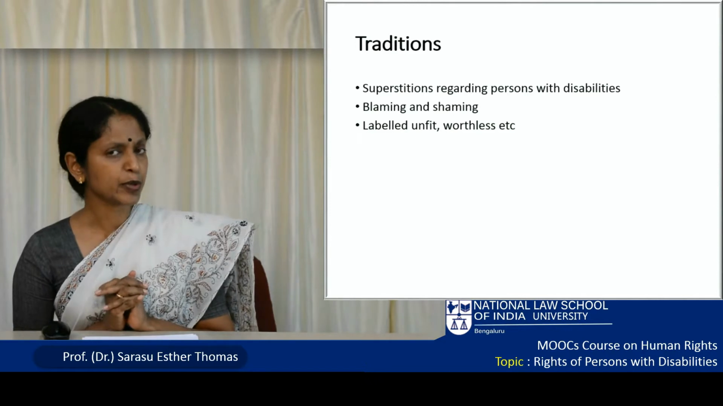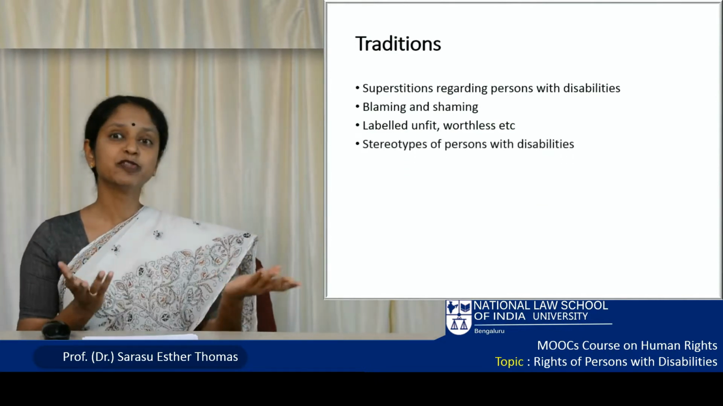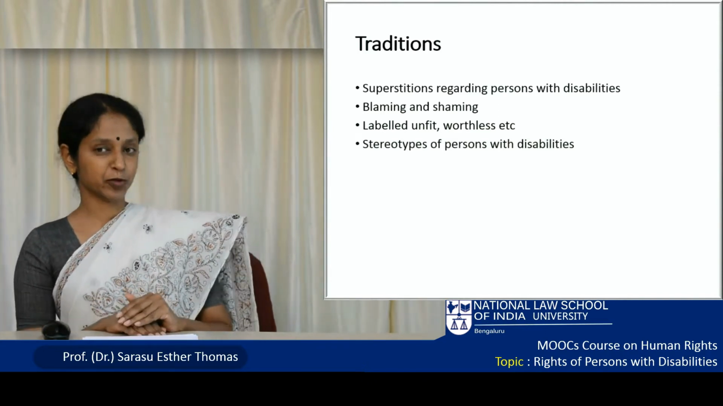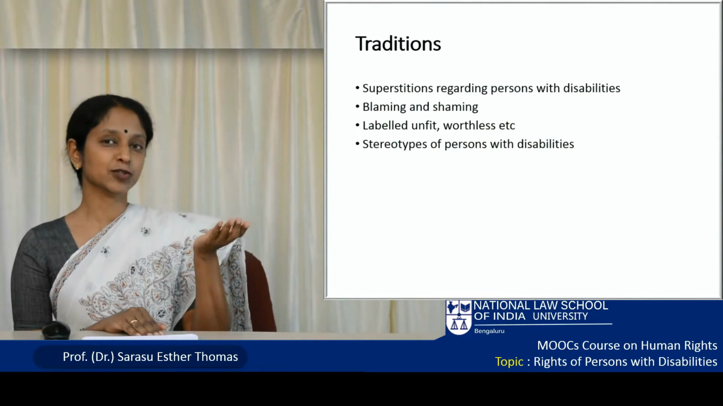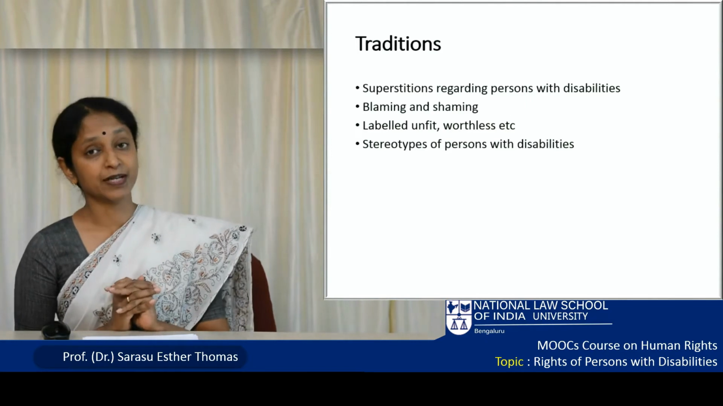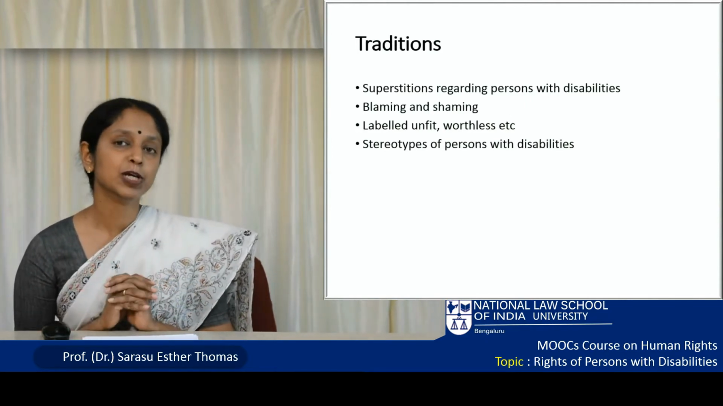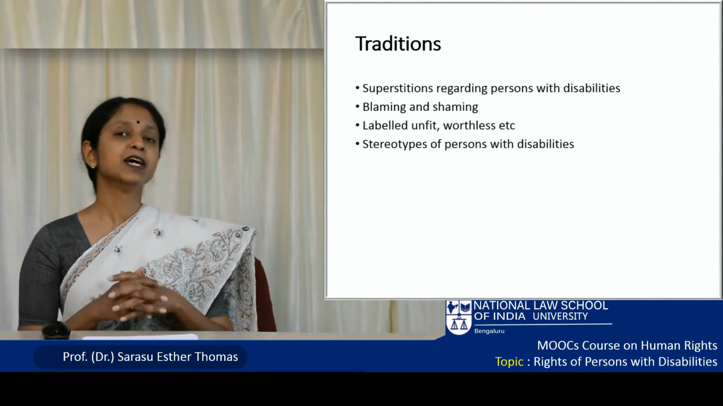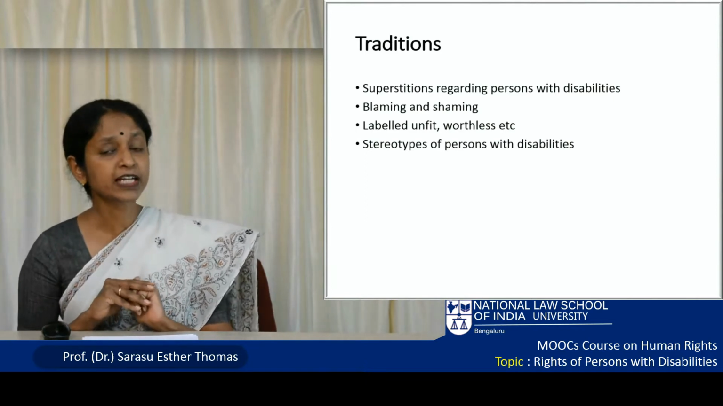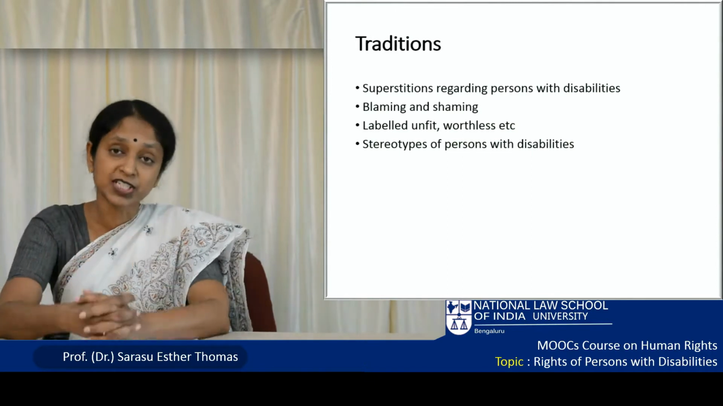We also see a large number of stereotypes of persons with disability. In some of the movies, we see that a villain may have a prominent disability, like, for instance, a pirate may be shown as having only one eye, or a person may be shown with a limp, or some other kind of disability. And this is really very harmful to trying to understand persons with disability as those of equal worth.